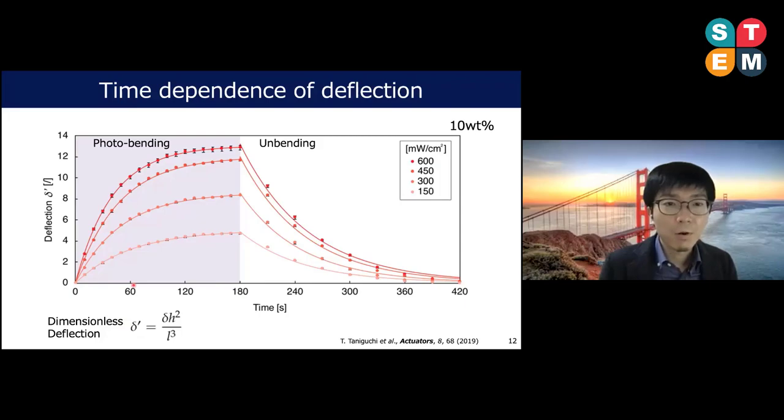Silicone was used for the observation. Anyway, in this graph, I obtained all the deflections. For example, at the highest intensity, the hybrid silicone bent like this. And then after stopping the UV light, the deflection returned to the initial position.